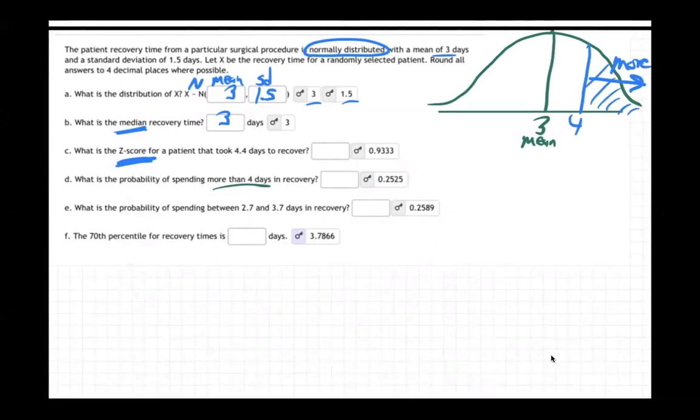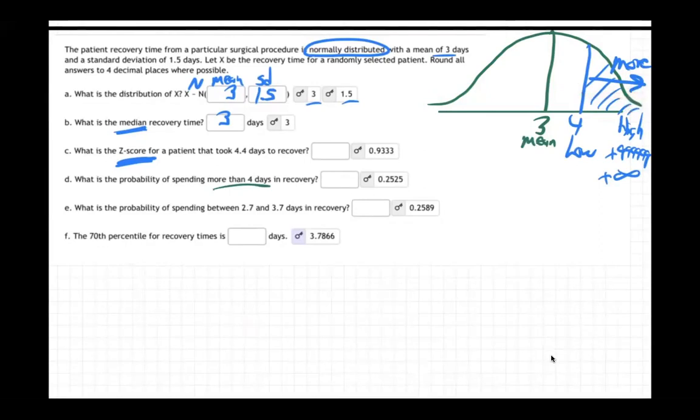Tracking with me? They said, what's the chance a person will spend less than 4 days in recovery? It'd be that way. But they said more than 4 days in recovery, it'd be that way. So that's the section we're talking about. In other words, here's the distribution of all the people that come for that surgery. The average person, 3 days to recover. Some take longer, some take less. What section of the curve is 4 or more? This is the low. This is the high here, which will be positive 9s, just to be safe. That's positive infinity, basically, in calculator language. So whenever you go right forever, it's positive infinity.